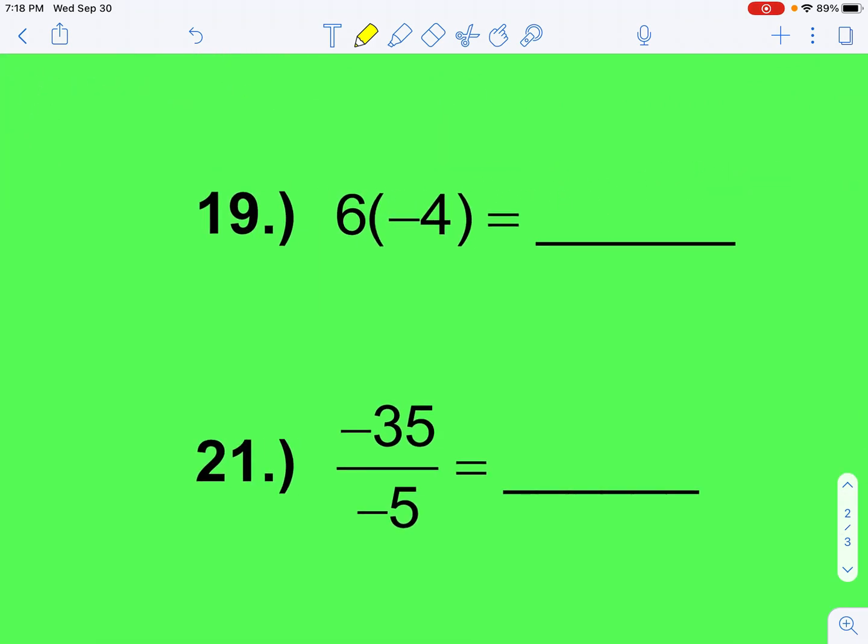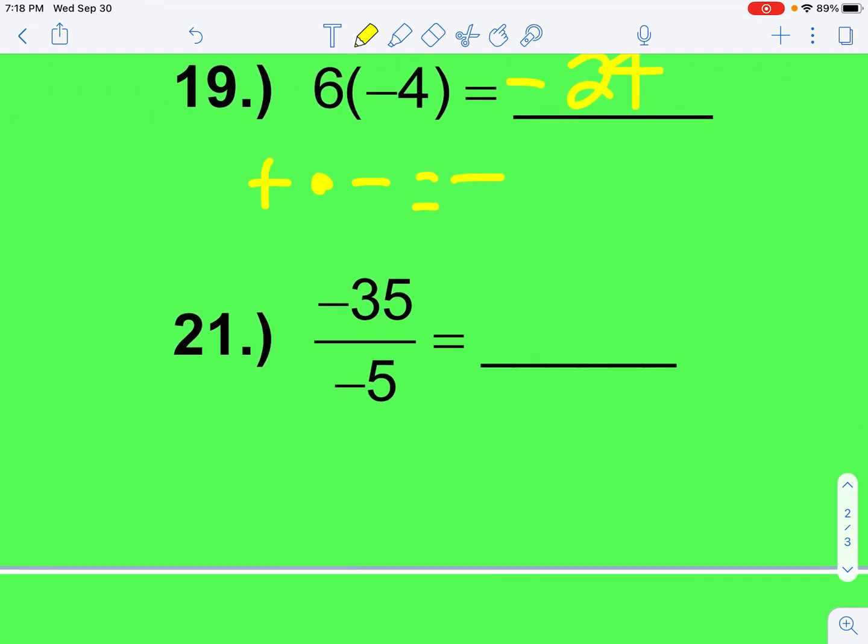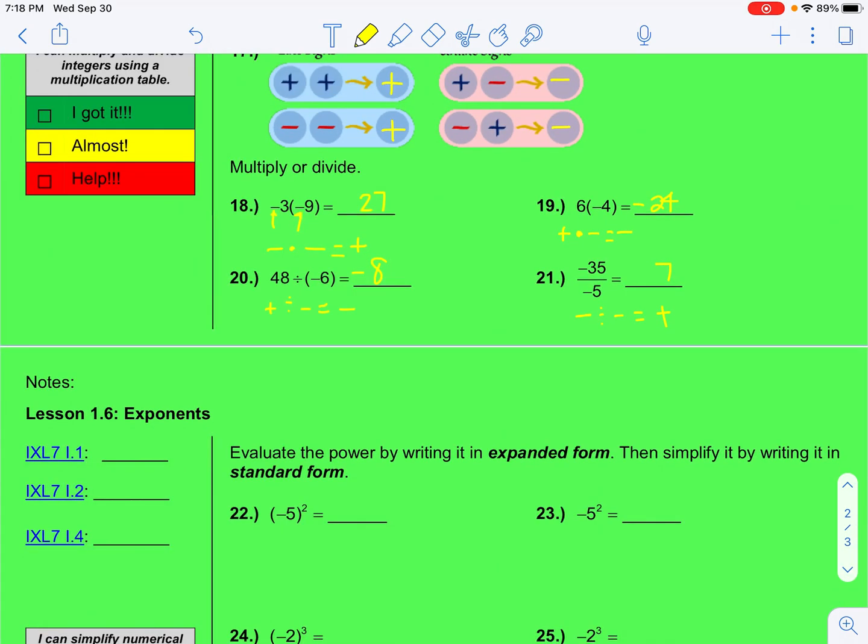Alright, number 19. 6 times negative 4. I know 6 times 4 is 24. I'm taking a positive times a negative, which gives me a negative for an answer. Alright, and lastly, negative 35 divided by negative 5. 35 divided by 5 gives me 7. And a negative divided by a negative gives me a positive for an answer, so my answer is just 7.